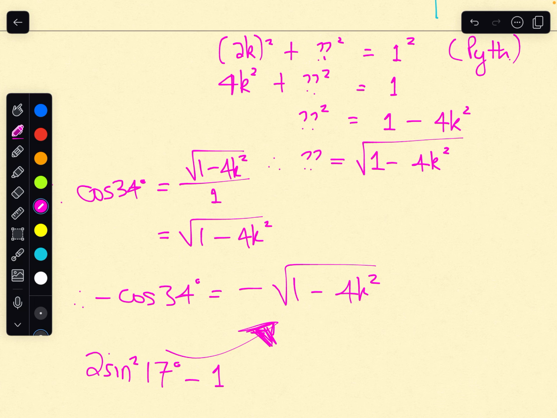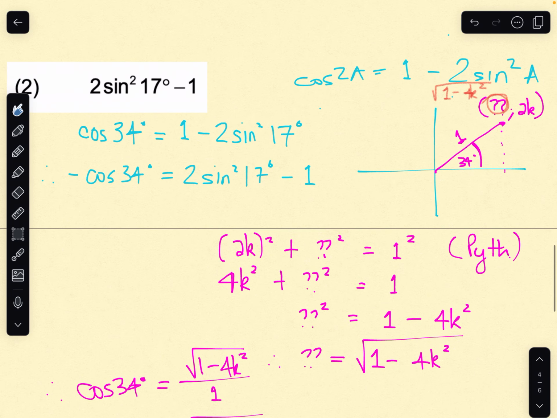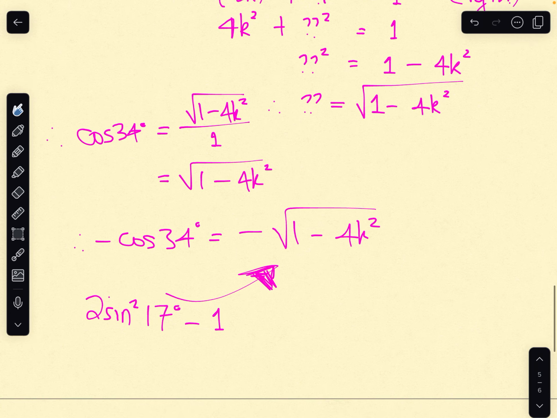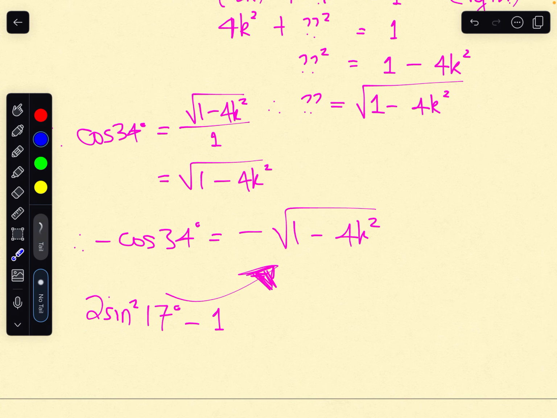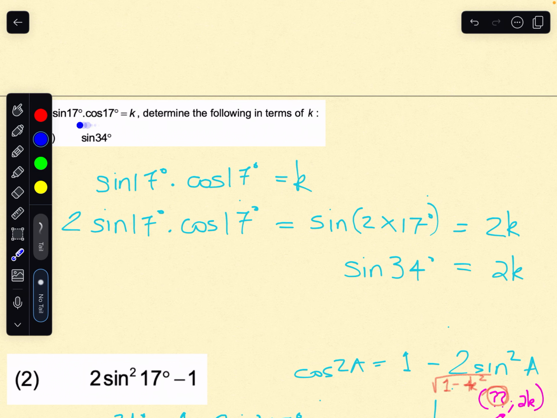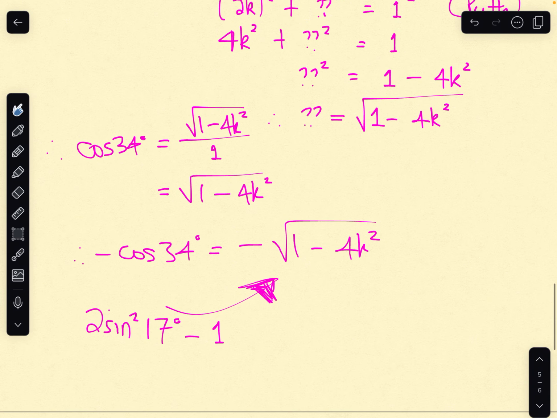And of course we can sanity check ourselves, right? So essentially what we're saying is that this number over here, if we calculate it, is going to be the same as if we take the negative square root of 1 minus 4k squared. And what is k again? K is this guy over here. So let's see.